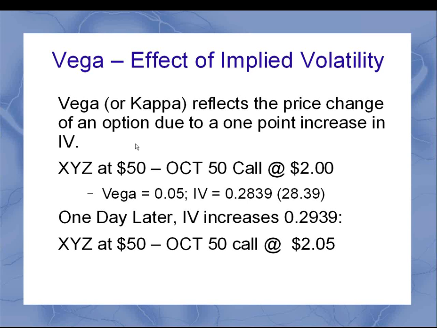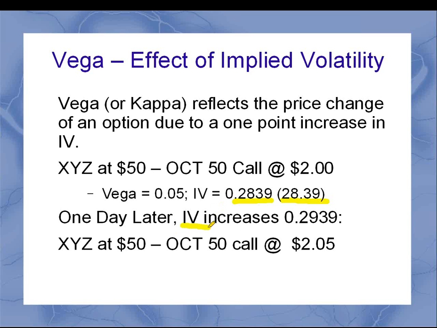Vega, our next Greek in line, is the effect of a change in implied volatility. Okay, so for a 1 point increase in implied volatility, what would we expect our option price to change? Again, let's look at our static example. XYZ stock is trading at $50 per share, 30-day out October 50 calls priced at $2. We see that we have a Vega of 0.5 cents, and the IV is currently 0.2839. Some of you on your services might see it displayed as 28.39. We display it as a decimal, but you might see it as 28.39. So it's about 28.4% implied volatility.